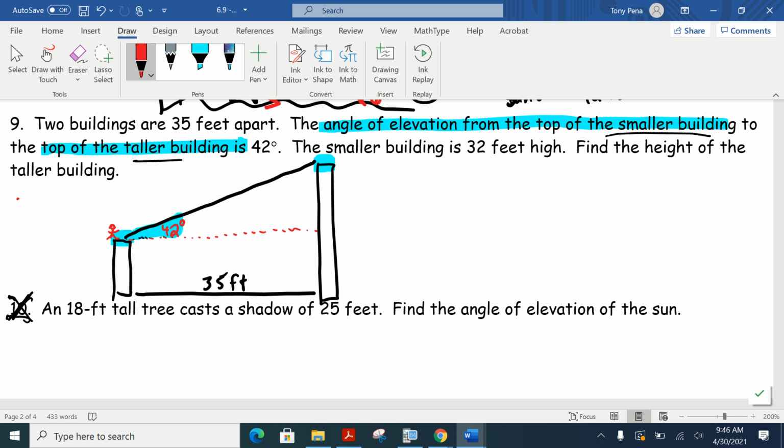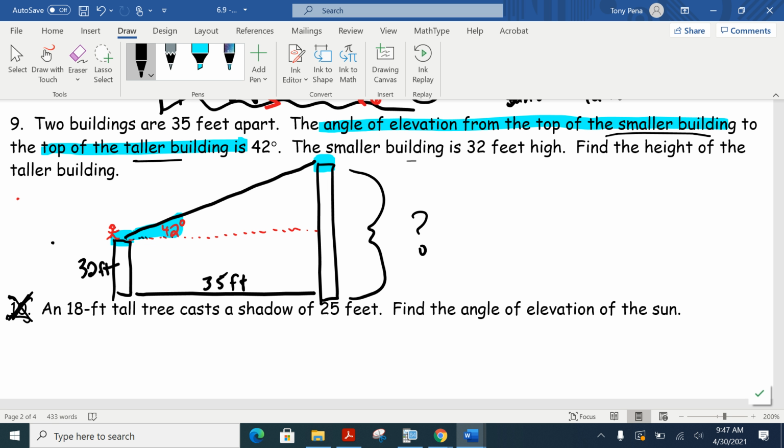Then the question is, find the height of the taller building. So what we're ultimately looking for is that full height of the taller building. Good. So the smaller building is 32 feet high, Ahmed pointed out, so that's nice. So notice how I said this whole thing.